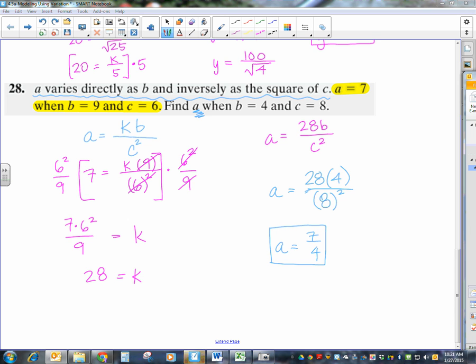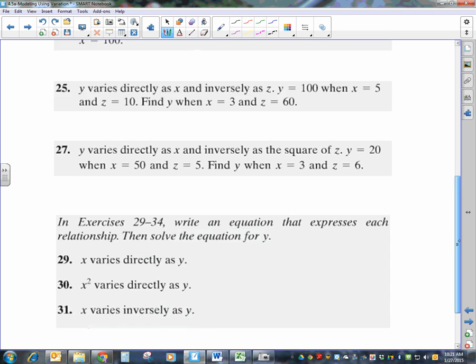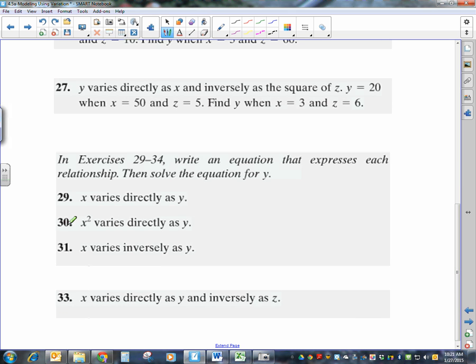Okay, one last problem. Turn to the back of your note sheet, and if you look, I came down here to number 30. This doesn't have any numbers in it, but I want to just do the example so you'll know how to do these other three. Write an equation that expresses each relationship, then solve the equation for y. X squared varies directly as y. Okay, the first variable mentioned equals, you're always going to have a k, and directly means it's multiplication, and then the next variable. And then I have to solve it for y. So to solve this for y, this is multiplication. I'm going to divide both sides by k.